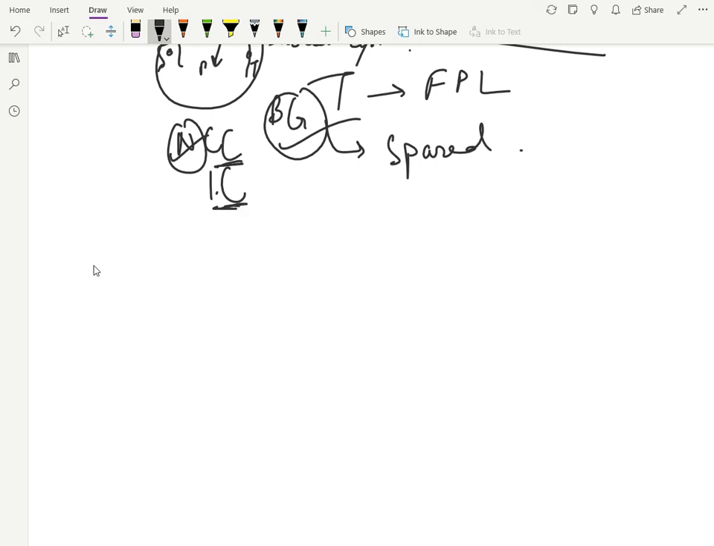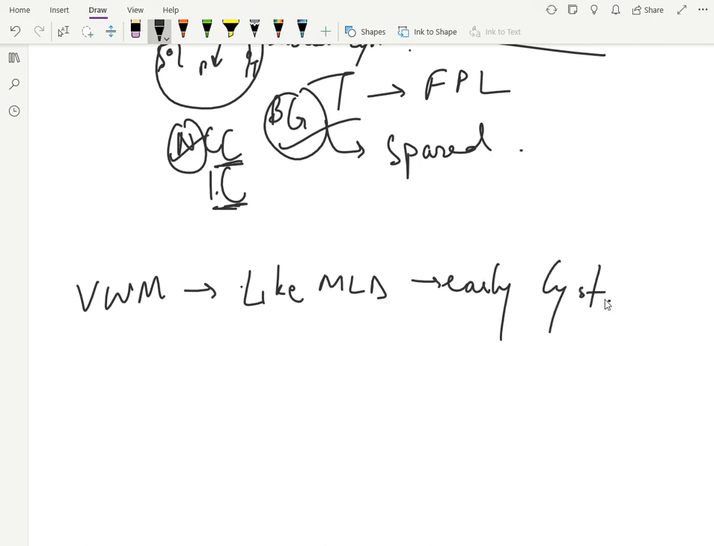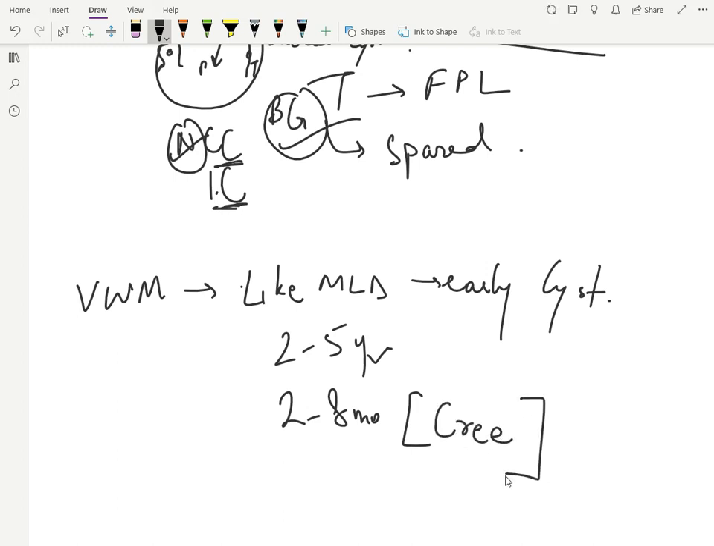One other disease, lastly, we'll talk about is the vanishing white matter disease, which is very similar to MLD, but you have early cyst formation, very early in the disease onset, and it basically occurs in 2 to 5 year olds. And if you have this disease occurring in 2 to 8 month old children, then there's a subtype, which is the Krabbe subtype, CREE, and that is the severe type.